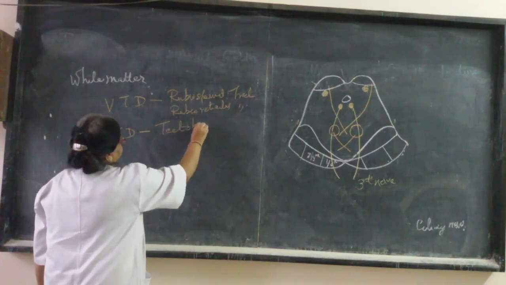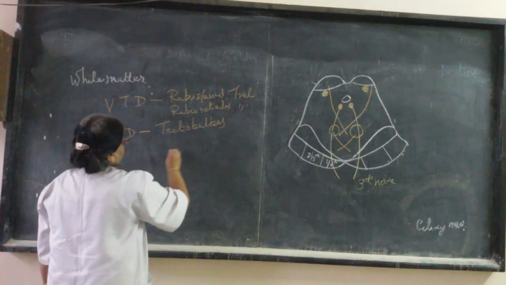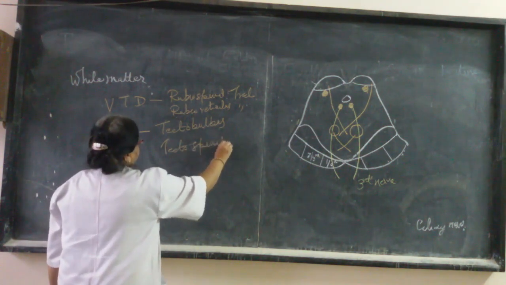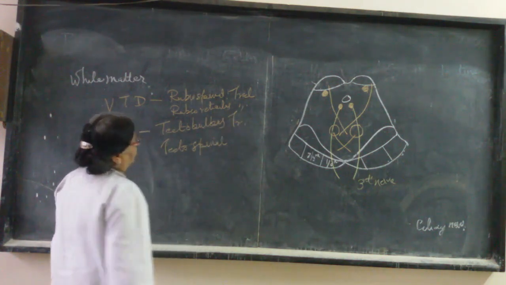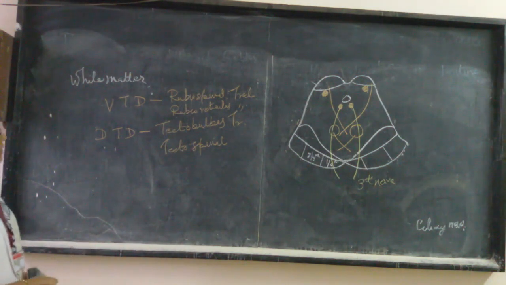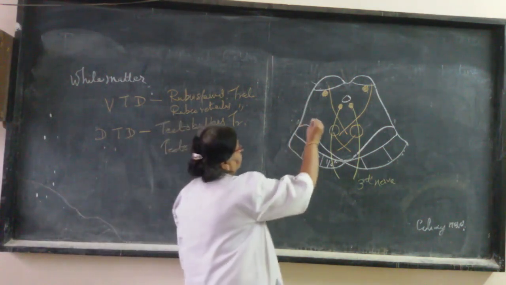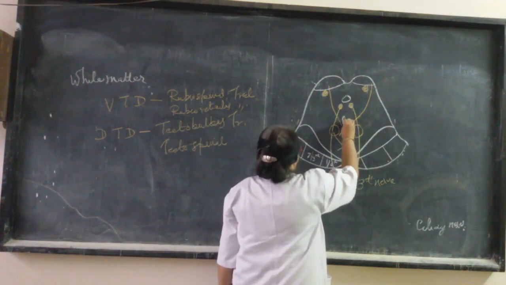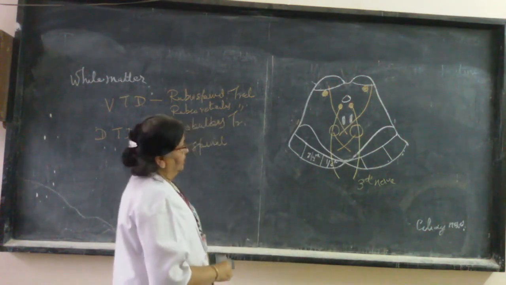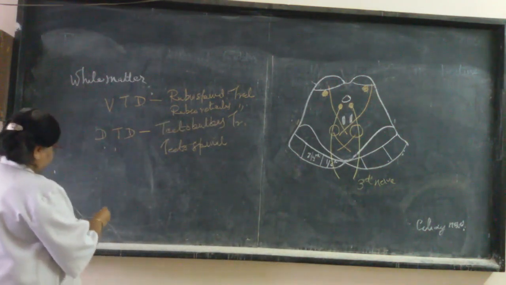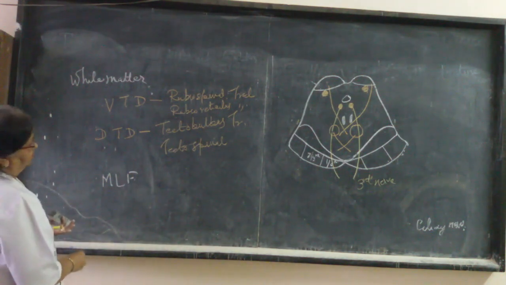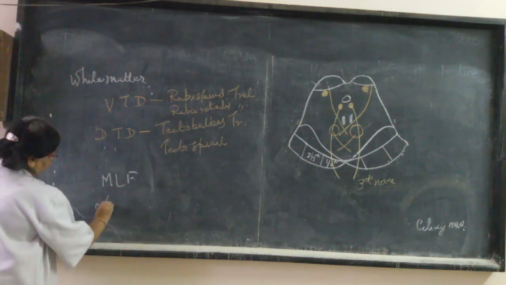This is the decussation of the tectobulbar or tectospinal tract. Besides this, in this region, we will get the medial longitudinal fasciculus, the bundle. Besides that, we will get the lemniscal system.